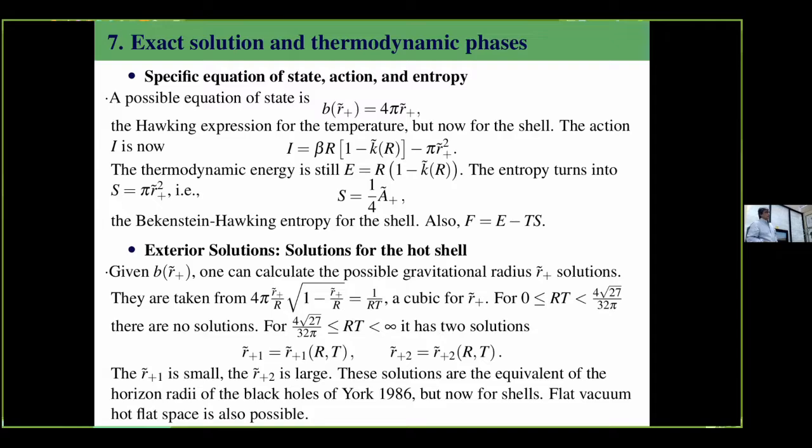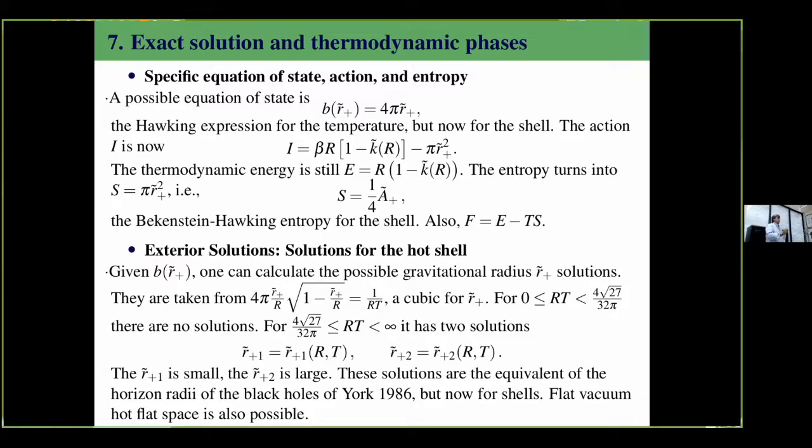What do we find? We find that for 0 less than RT less than 4 root 27 over 32 pi, this is one over 8, but for convenience I write it this way, there are no solutions. No solutions for small RT. Then for RT greater than root 27 over 32 pi, we have two solutions. It's a cubic equation. One is there, r plus 1. You can write the solution, but it's a cubic, so it's not very beautiful. And the other one is r plus 2.